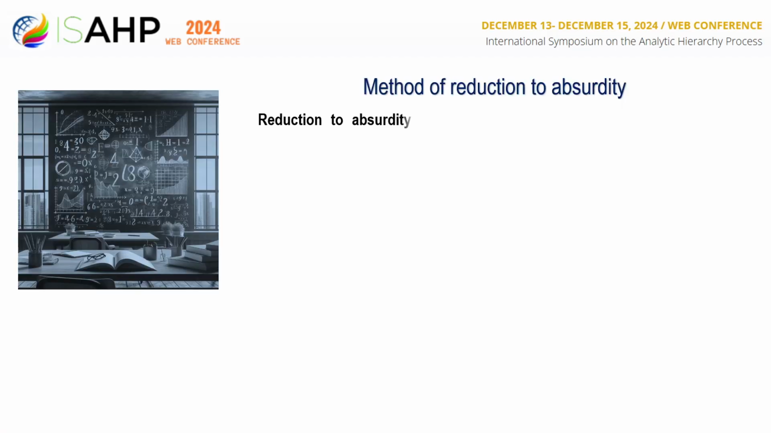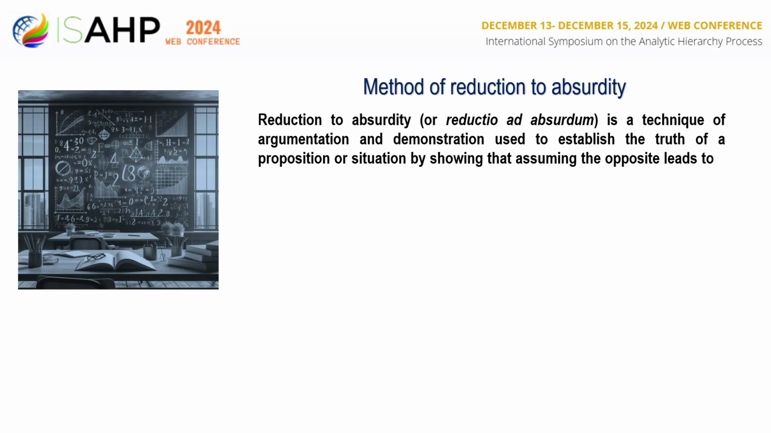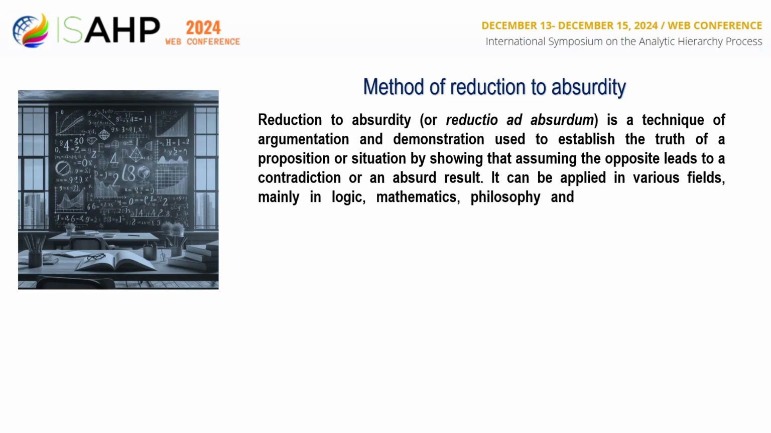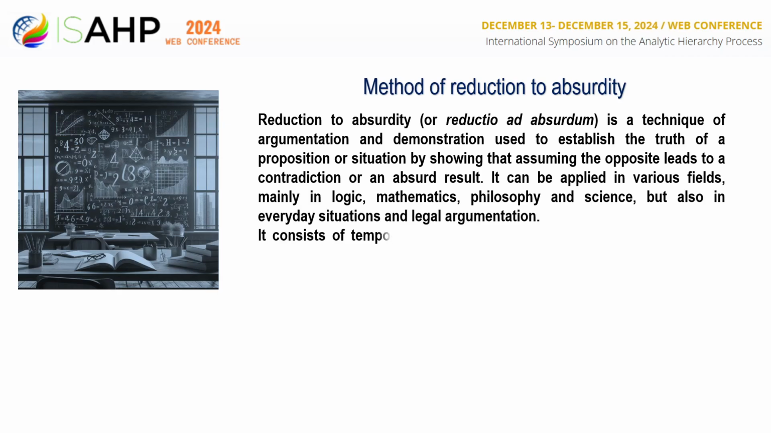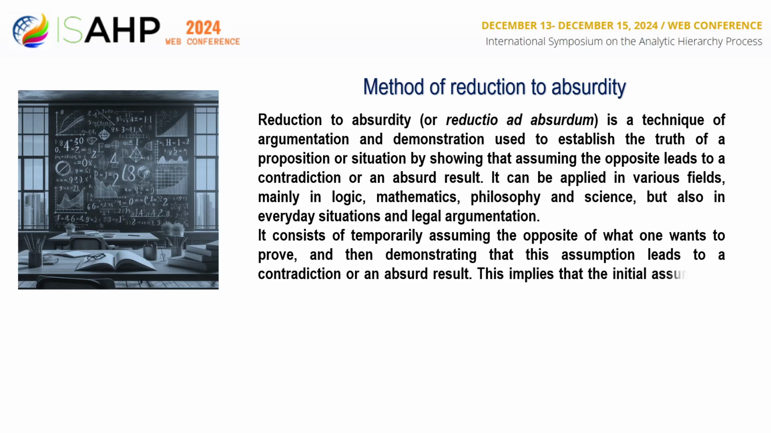Reduction to absurdity, or reductio ad absurdum, is a technique of argumentation and demonstration used to establish the truth of a proposition or situation by showing that assuming the opposite leads to a contradiction or an absurd result. It can be applied in various fields, mainly in logic, mathematics, philosophy, and science, but also in everyday situations and legal argumentation. It consists of temporarily assuming the opposite of what one wants to prove, and then demonstrating that this assumption leads to a contradiction or an absurd result. This implies that the initial assumption is false. Therefore, the original statement must be true.